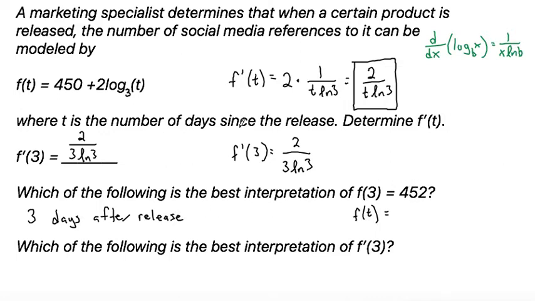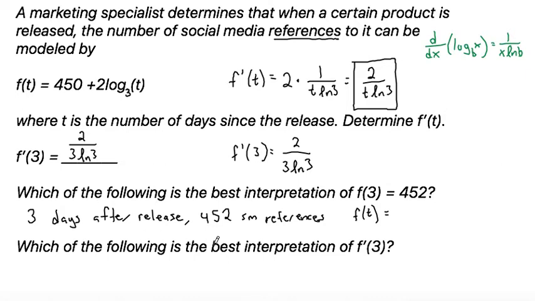And the 452, the function represents the number of social media references. So this means that at 3 days after the release, there are 452 social media references. So there should be some options in this problem given, but it should be something to the effect of after 3 days there are 452 references, or there are 452 social media references.